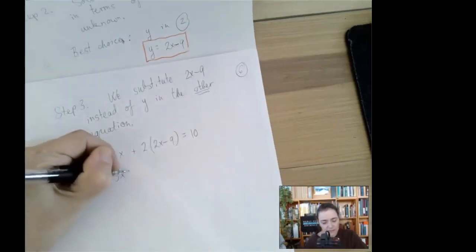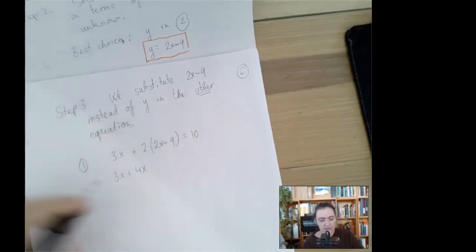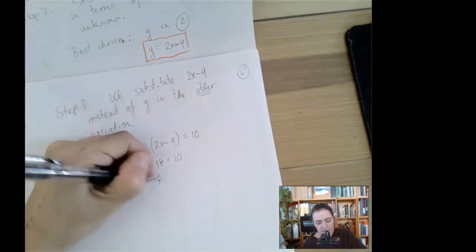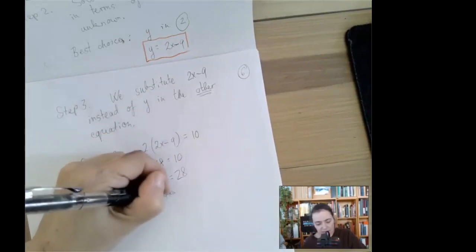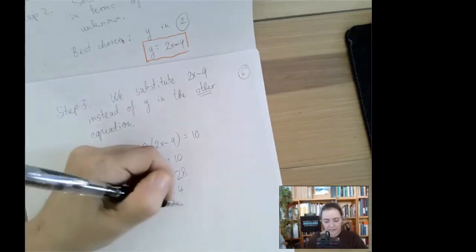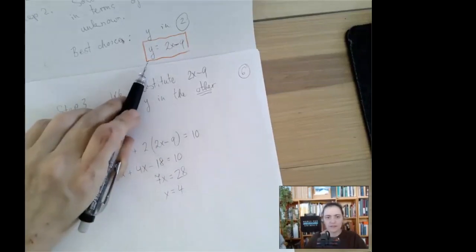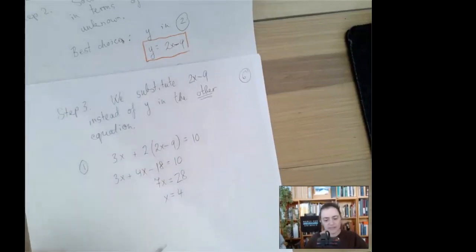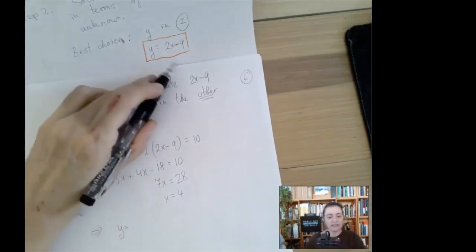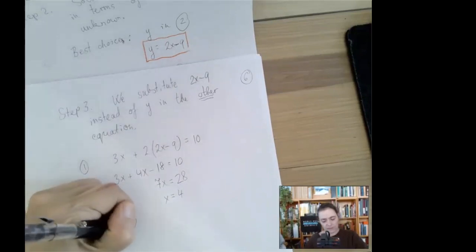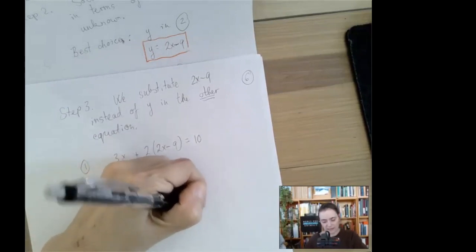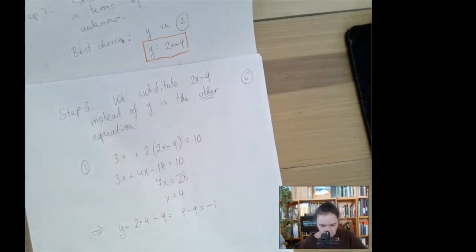So we have 3x plus 4x minus 18 equals 10. 7x is 28. Oh la la, x is 4. We already solved this, so we should get the same numbers, right? Now that x is 4, I always circle the thing to be substituted, because that's where you should go back for y. So that means that y, which is always twice x minus 9, is now 2 times 4 minus 9. That's 8 minus 9. That's negative 1.